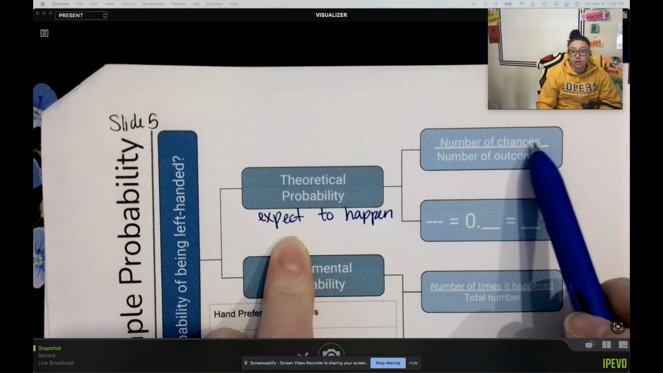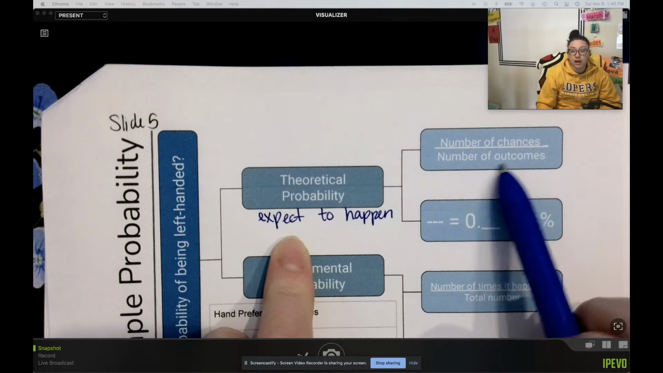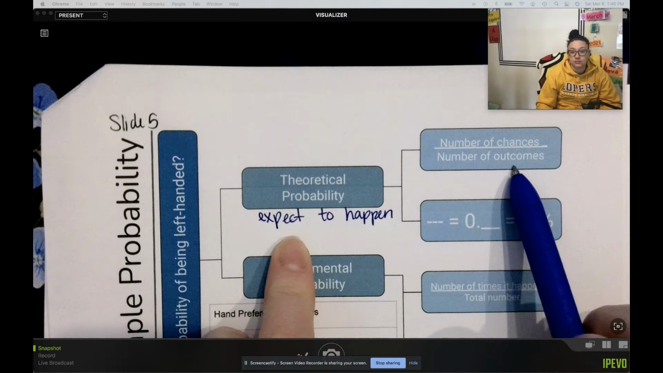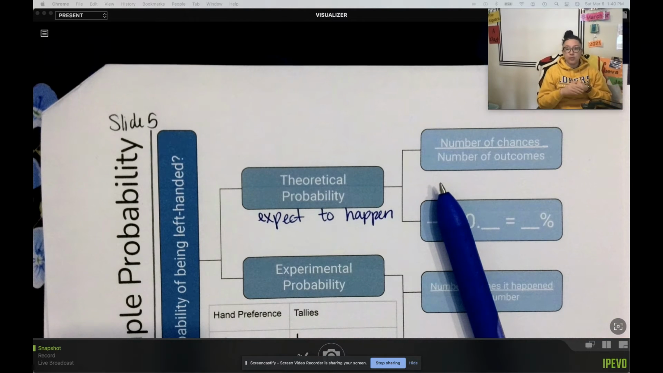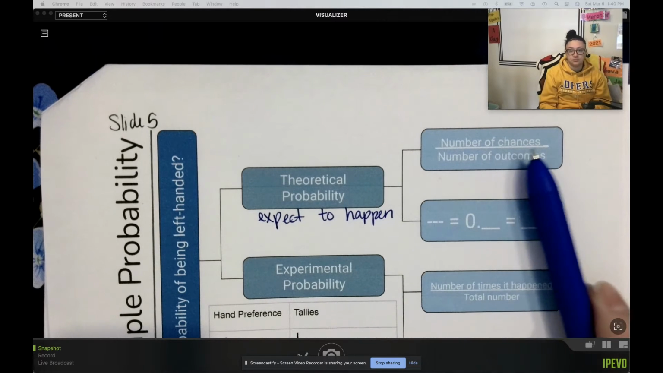The top number, remember, in probability is the number of chances. The bottom is the number of outcomes, or the total options that there are. So yes, there are some people who are ambidextrous who can use both hands, but most people prefer one or the other. There's only about 1% of the population that is truly ambidextrous and will just use whatever hand is easiest at the time. So we're going to assume that it's just left or right-handed for this information that we're about to do, okay?